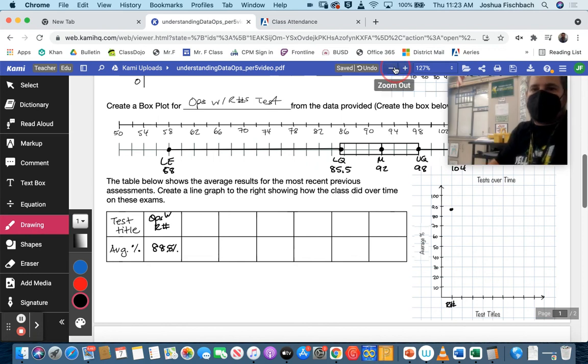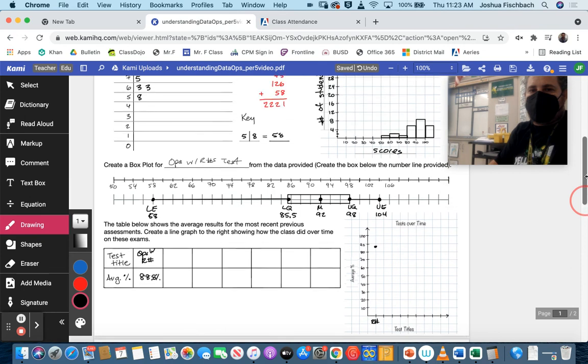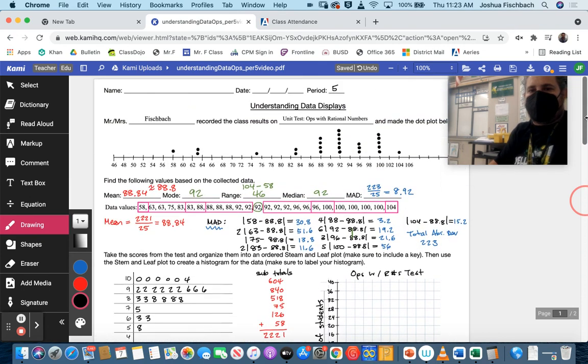So hopefully it makes sense. I'm going to zoom out so you guys can see the filled out results. That's what your paper should look like. All right, cool.